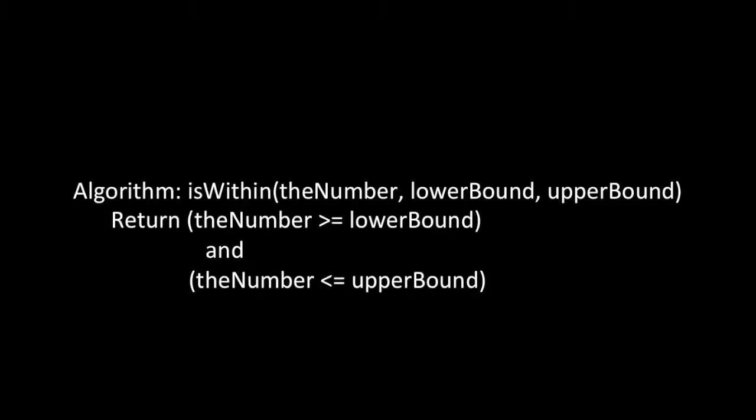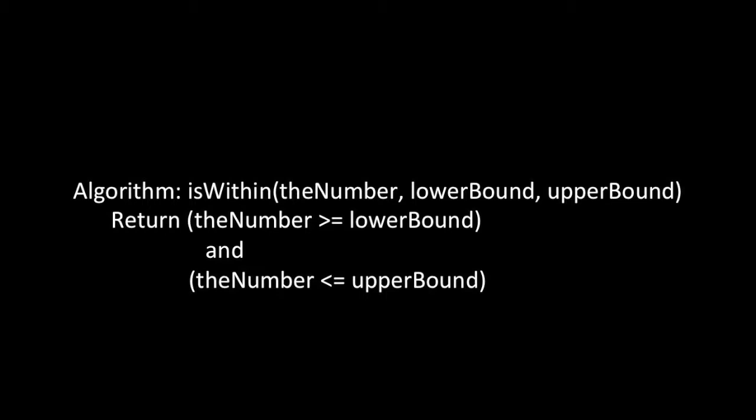I might want to find out if a number is within a given range. So for instance, I might need my number to be between 3 and 7. That is, 3 is the lowest acceptable number and 7 is the highest acceptable number. And I need to find out if it's between 3 and 7. So here's an algorithm to do that. I've called my algorithm isWithin, and it takes 3 arguments: the number we're checking, the lower bound, and the upper bound.